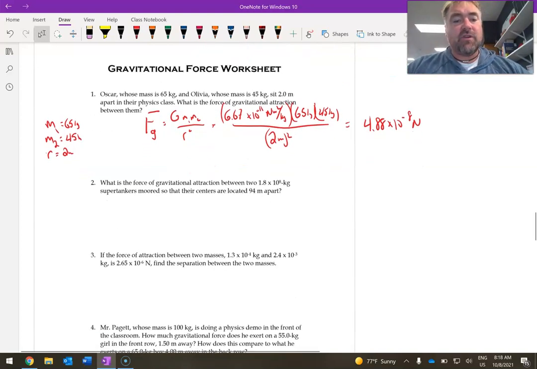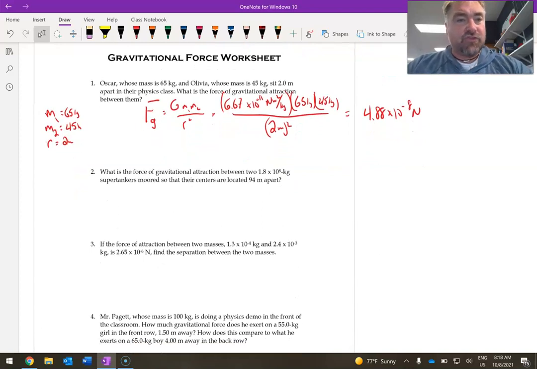Now, on the next one, we're going to look at things that have much larger mass. So now, force of gravitational attraction between two masses of 1.8 times 10 to the 8th kilograms. So mass 1 equals mass 2, which is equal to 1.8 times 10 to the 8th kilograms. Their centers are located 94 meters apart. So R is equal to 94 meters. And again, we're looking for the force due to gravity. Forgot to put that up here.